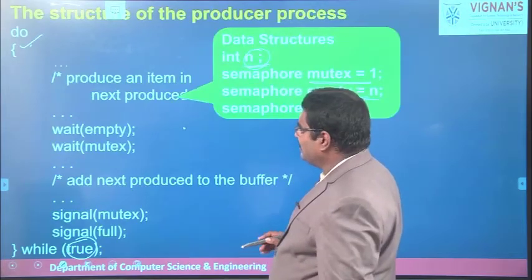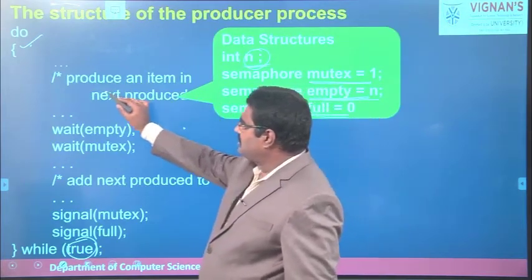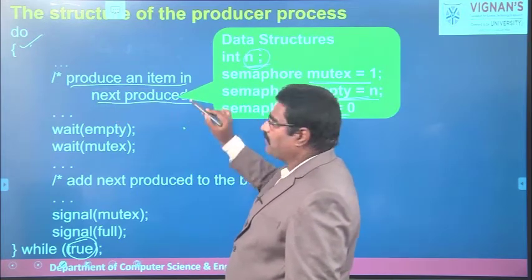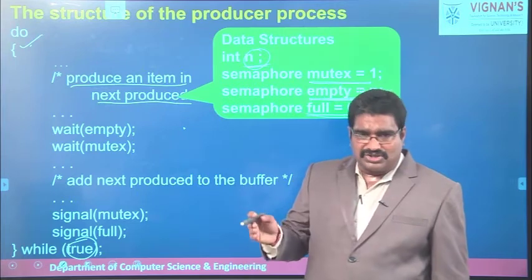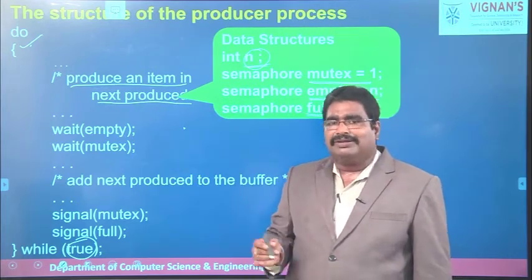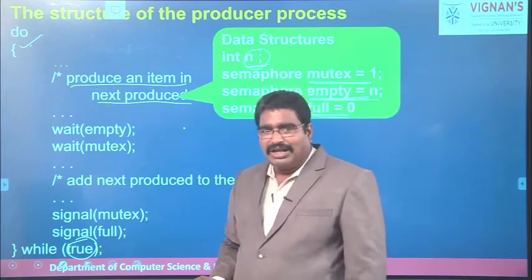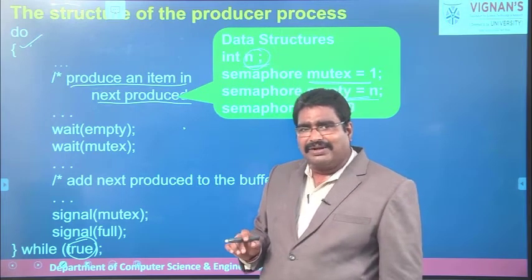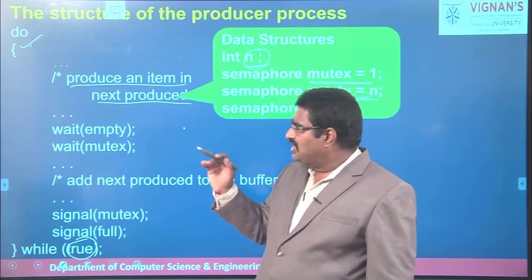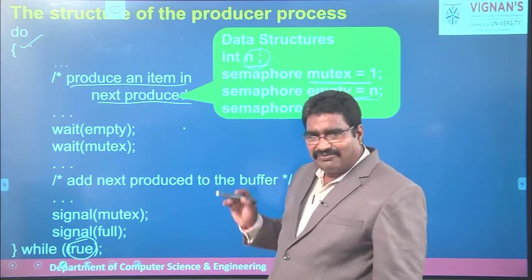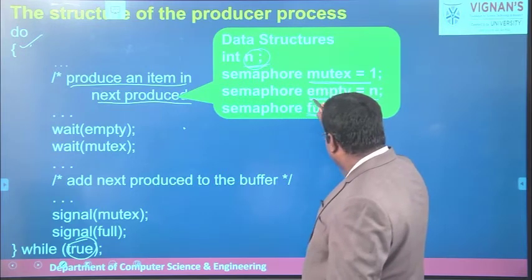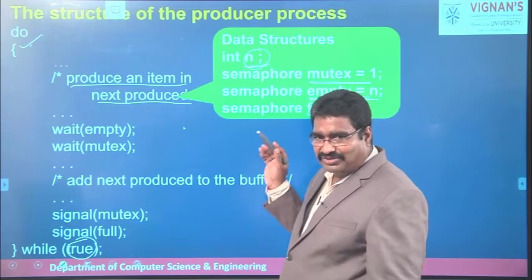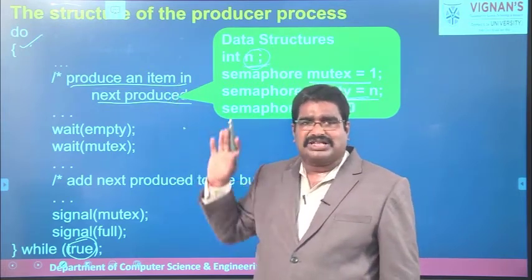And next one is, what is the first task of the producer? Produce an item. We are assuming that the item is next produced. So, the producer produced an item, and the item name is next produced. And whenever the producer wants to place the item into the buffer, what is his requirement? He needs to verify whether free space is available or not. Where is the free space data available? Initially empty is a counting semaphore, its value is equal to n. So, initially there are n free spaces available.